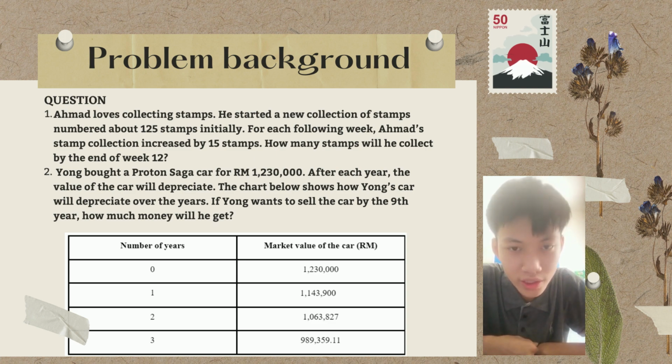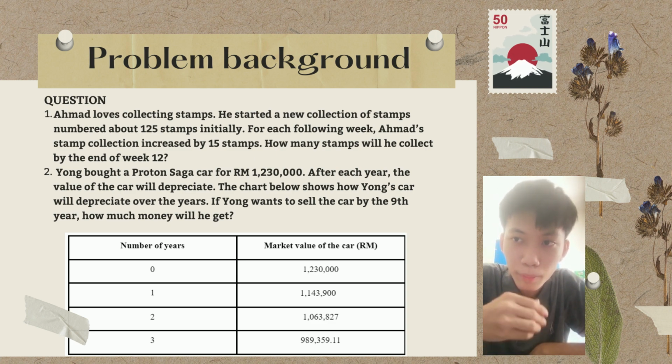The second question: Yong bought a Proton Saga car for 1,230,000 ringgit. After each year, the value of the car will depreciate. The chart below shows how Yong's car will depreciate over the years. If Yong wants to sell the car by the 9th year, how much money will he get?